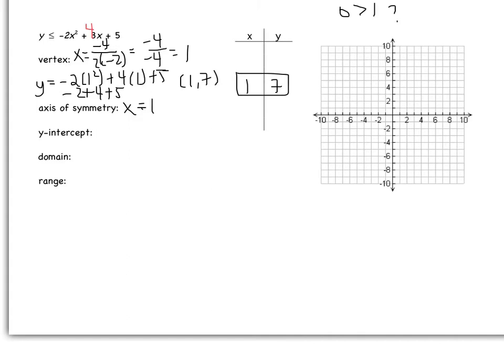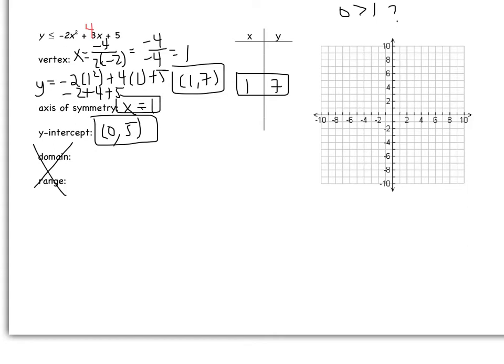Remember that it's an equation. Just writing 1 is incorrect. You have to actually say x equals 1. Okay, y-intercept comes from when I put in a 0 for x. When I put in a 0 for x, the first and second terms just are 0. So all I'm left with is 5. So 0, 5 is my y-intercept. Remember that we're going to skip domain and range for inequalities.